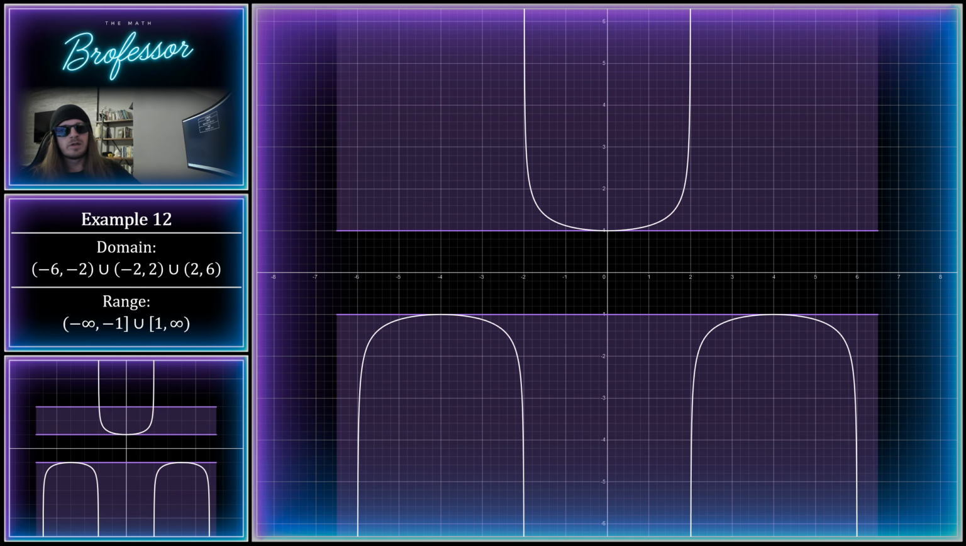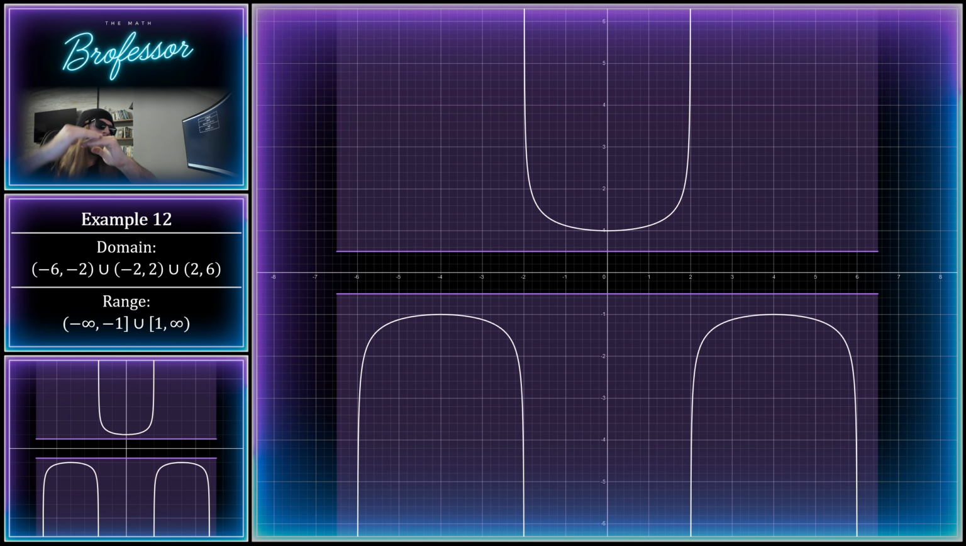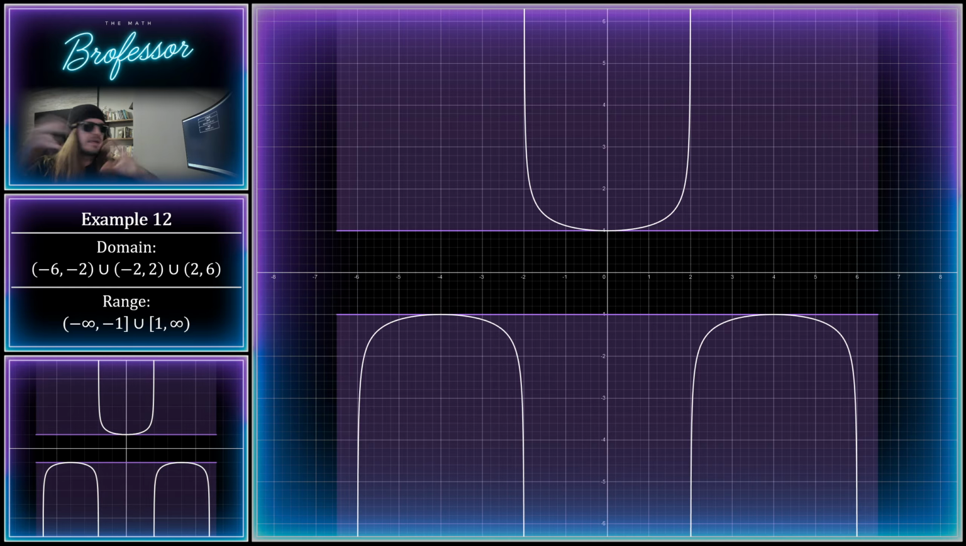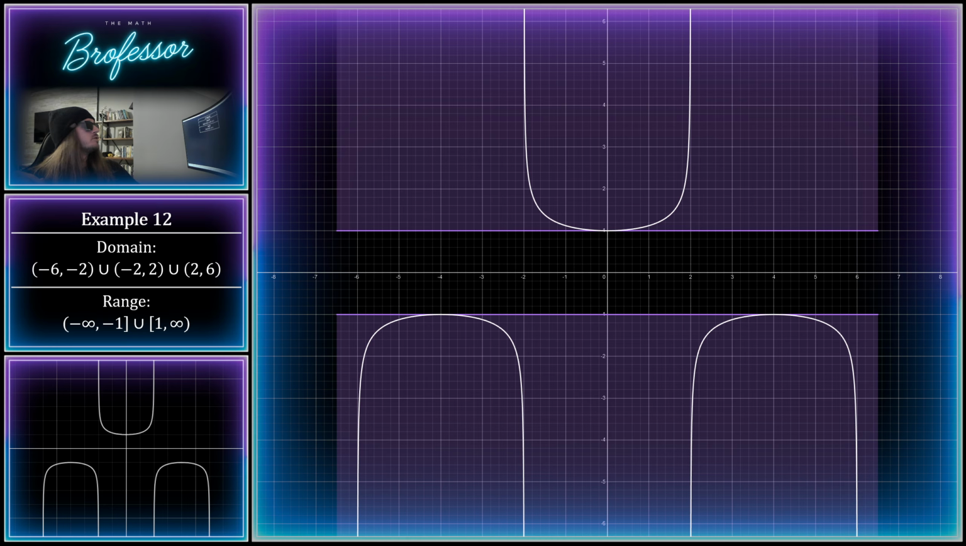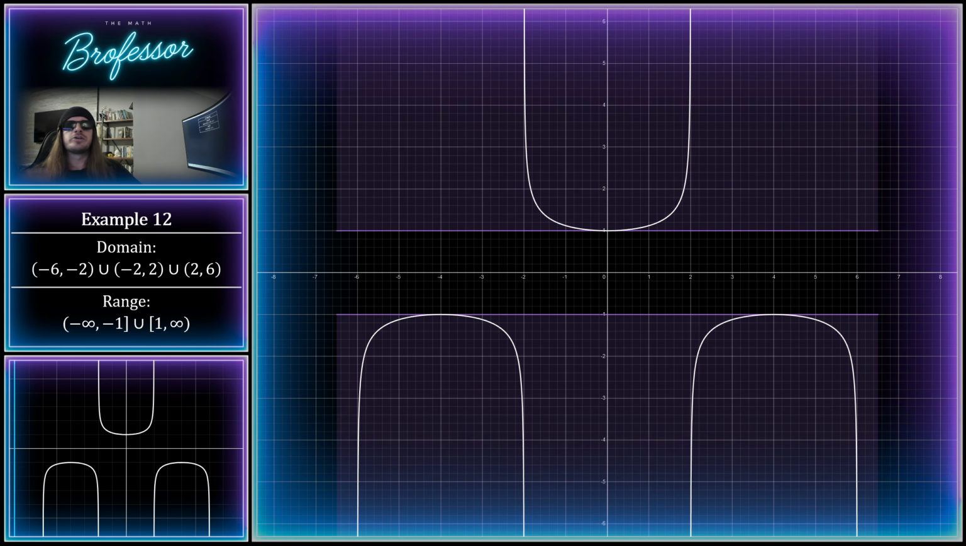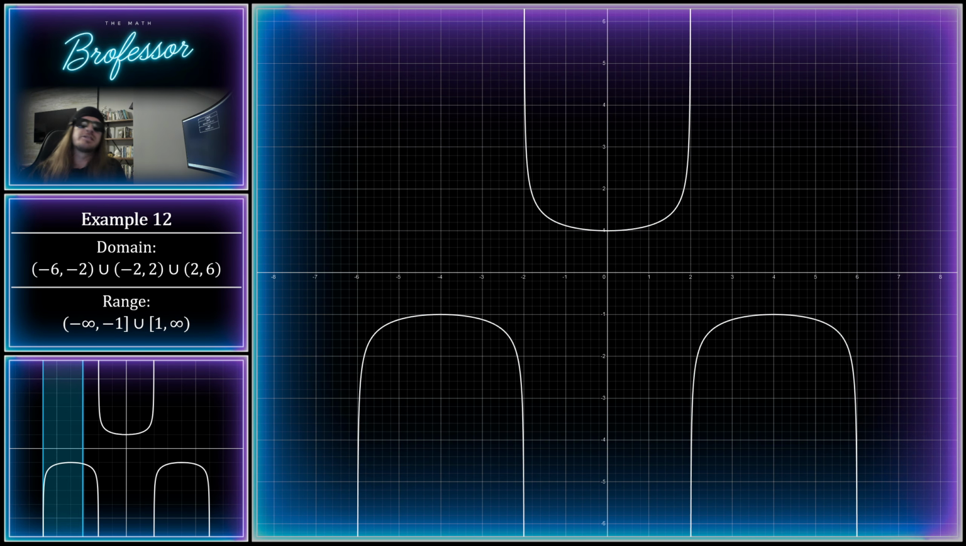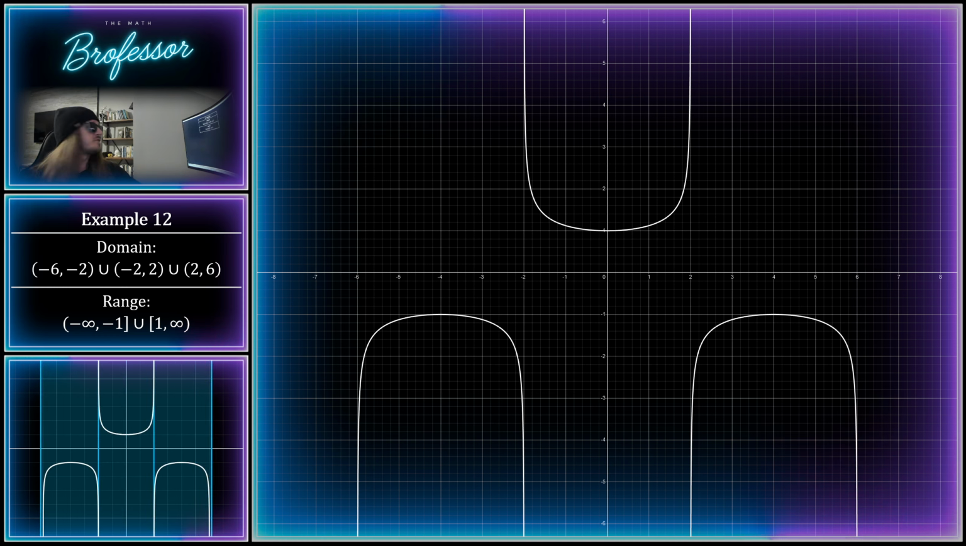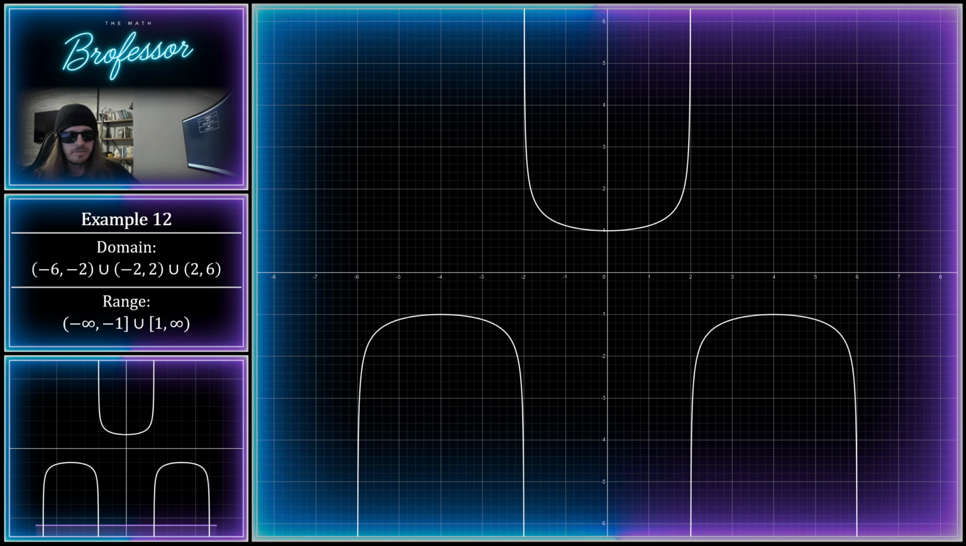So we don't have an upper or lower bound, but we do have this gap in the middle, meaning that our answer required 2 intervals for the range. So hopefully what you're noticing now is there's no pattern between how many intervals the domain has and how many intervals the range has. It could be whatever, mix and match. Here, the domain was 3 intervals, the range was only 2.